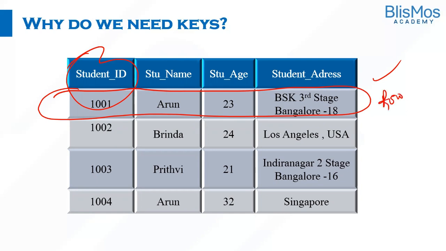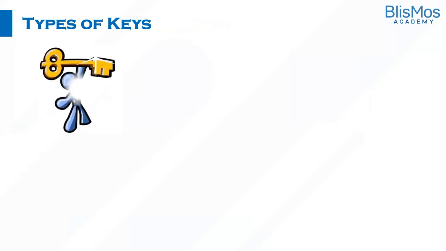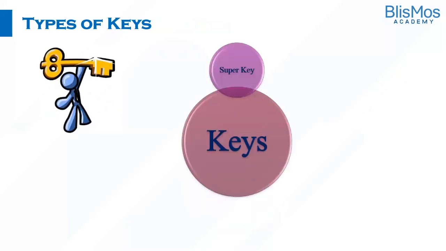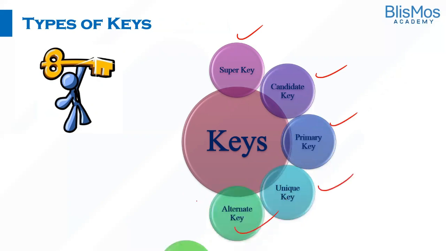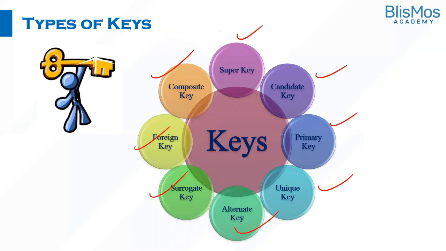We do have multiple keys like super key, candidate key, primary key, unique key, alternate key, surrogate key, foreign key, and composite key. Let us look at them one by one as a part of our next video.